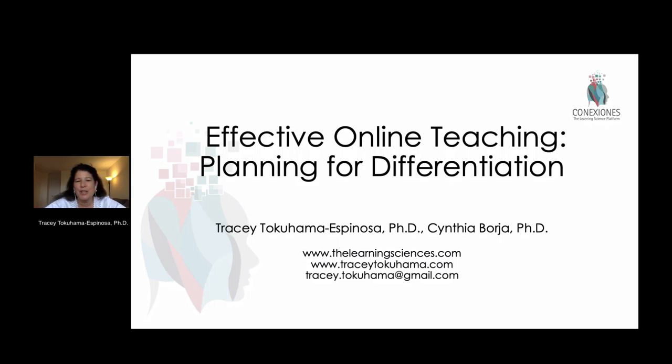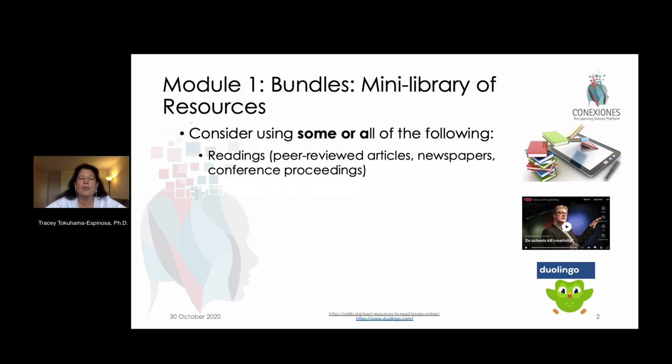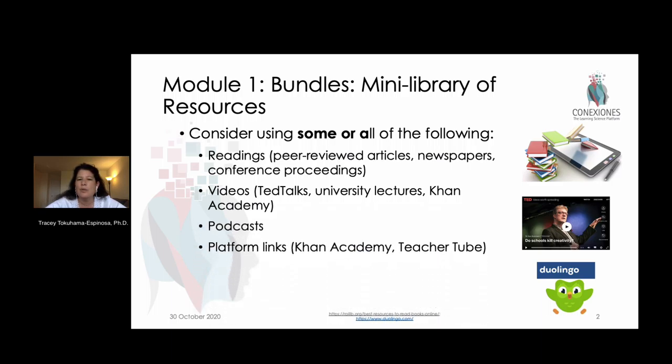Planning for Differentiation. In this course, we have four modules, and in the first we're going to be looking at the concept of bundles or mini libraries, or ways to create a stock of resources for a classroom as opposed to just a single textbook. We'll be looking at some of the traditional types of resources you might already use, worksheets, readings, videos, but we're also going to talk about some new digital resources that you might not be as familiar with, including different types of platforms, apps, and gamification.